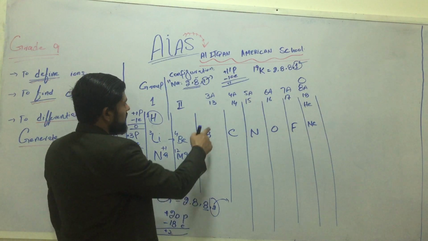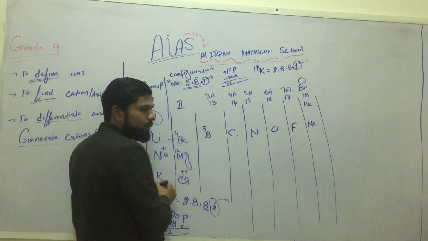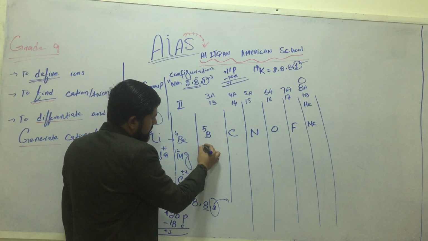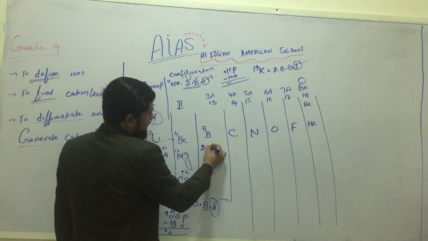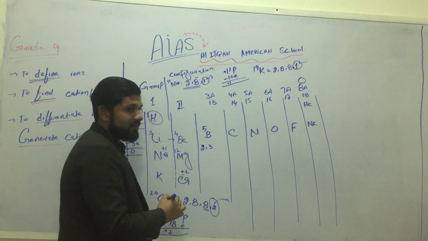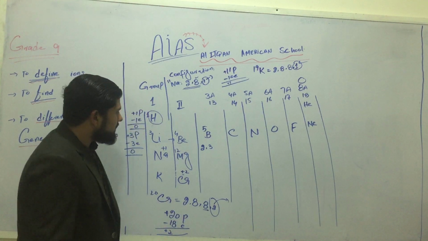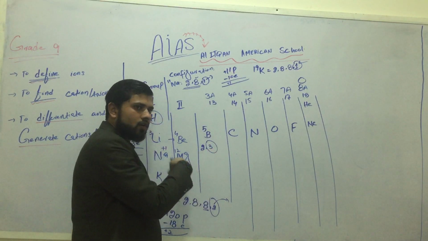Yes, good. Let's talk about group number 3. Boron atomic number is 5. So if I want to configure it, I will get 2 in first shell and 3 in second shell. See, there we have only 2 shells. Yes, but the main point is, the second shell is also the last shell.